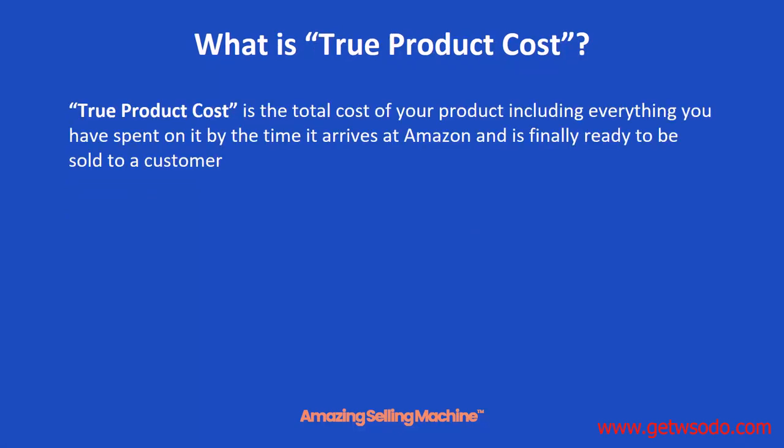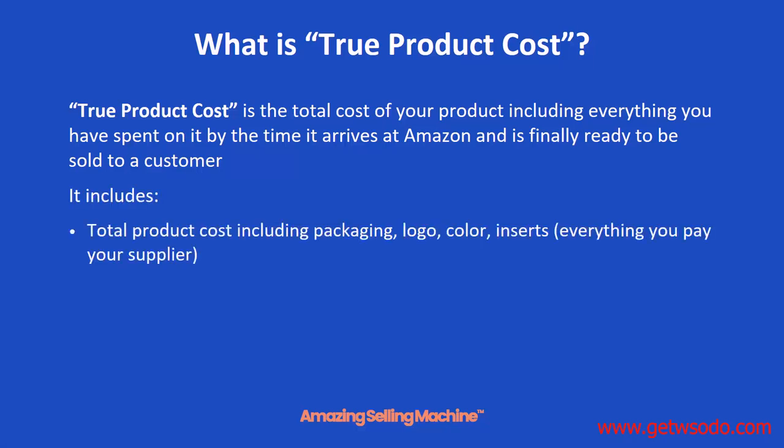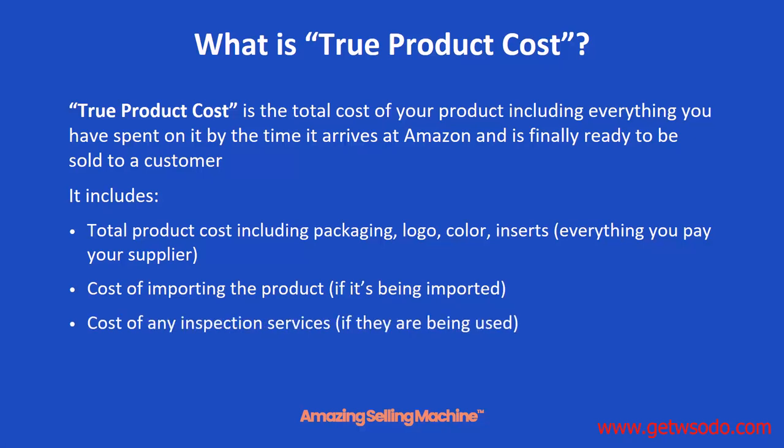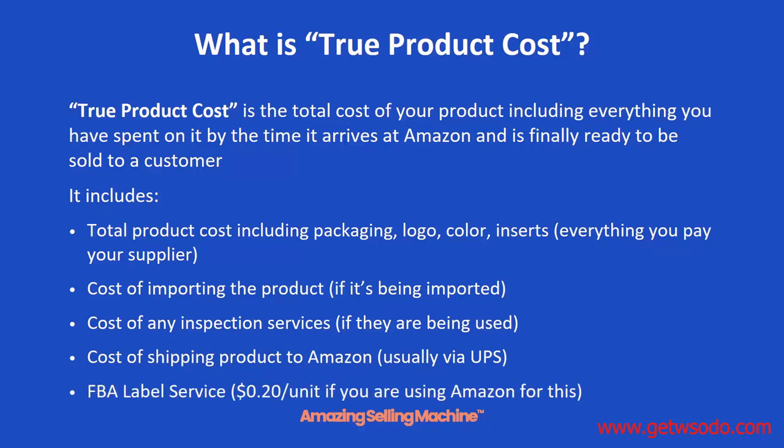The true product cost is the total cost of your product, including everything that you spent on it by the time that it arrives at Amazon and is finally ready to be sold to a customer. This includes the total product cost, including packaging, logo, color, inserts, basically everything that you pay your supplier for your product. It also includes the cost of importing the product if you happen to be importing it, the cost of any inspection services if you chose to do that, the cost of shipping the product then to Amazon, usually via UPS or FedEx, and something called an FBA label service, which is 20 cents per unit if you're going to be using this. Now, we will be going over these more in detail in a future module, but I just want to bring them up because we're going to use this when estimating our true product cost.